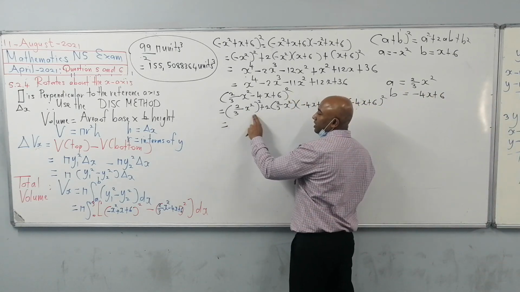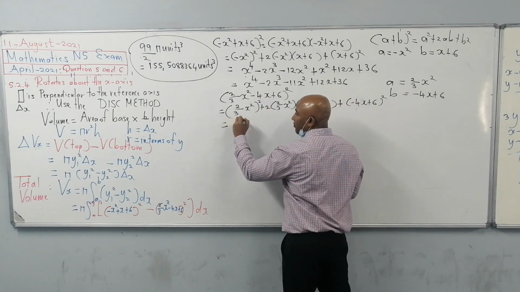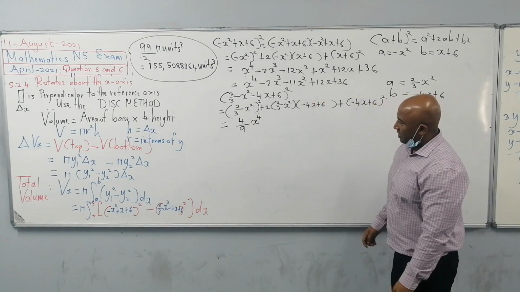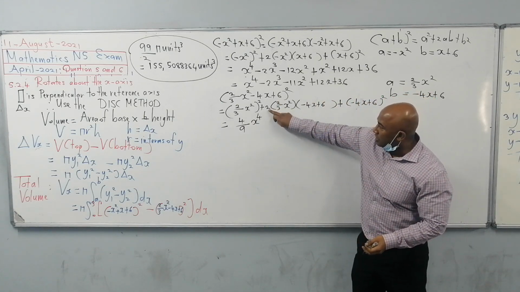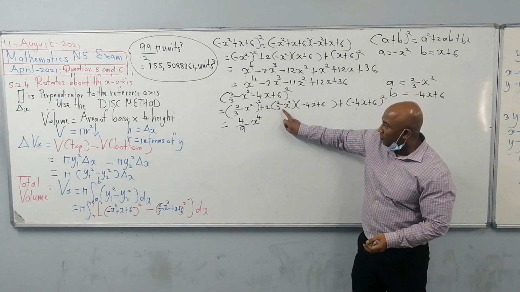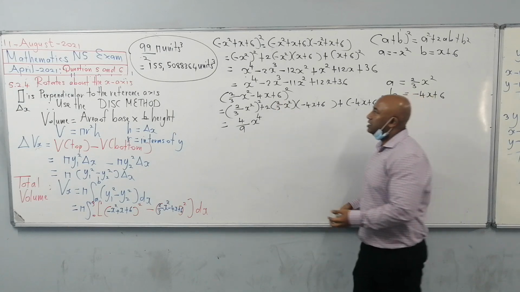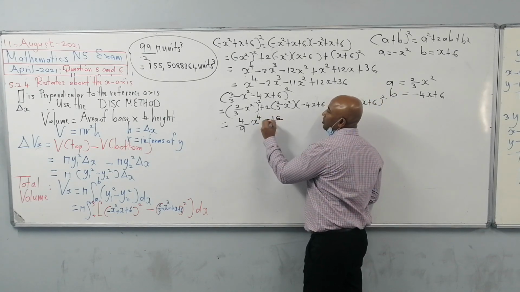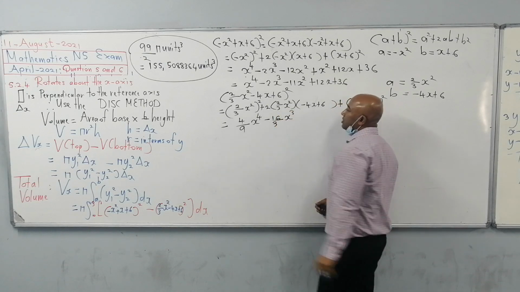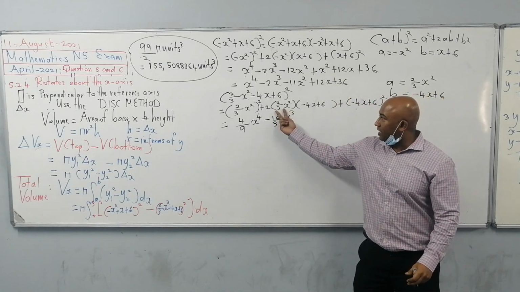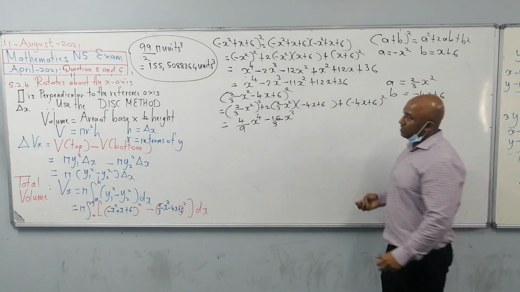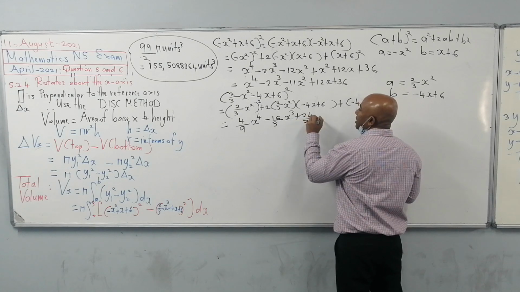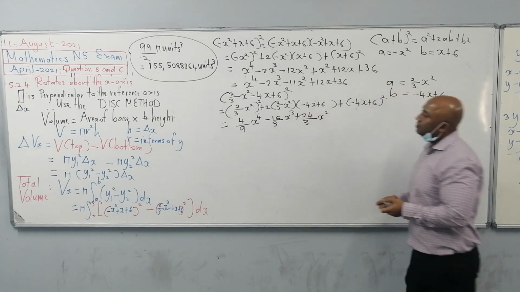So I got 2 over 3x squared all squared, so that's going to be 4 over 9x to the power 4. Alright, here, this is going to be 2 times 2, which is 4 over 3 times minus 4. That's going to be minus 16 over 3x to the power 3. Then I'm going to go 4 over 3x squared times 6. That's going to be 24 over 3 x squared, which is actually 8.